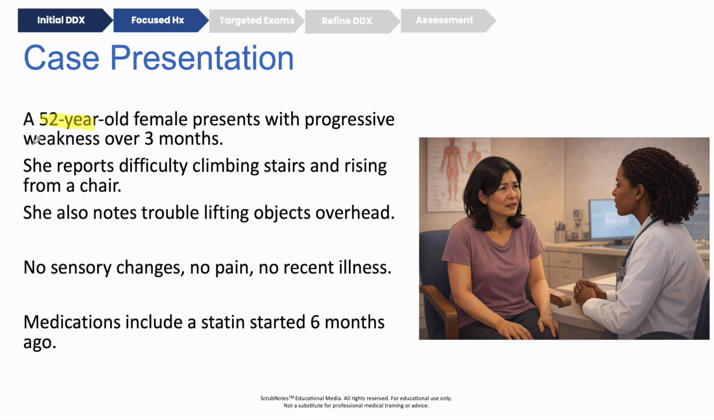We have a 52-year-old female who presents with progressive weakness over 3 months. She reports difficulty climbing stairs and rising from a chair. She also notes trouble lifting objects overhead. There's no sensory changes, she denies pain, and there's no recent illness. She is taking a statin that she started about 6 months ago.